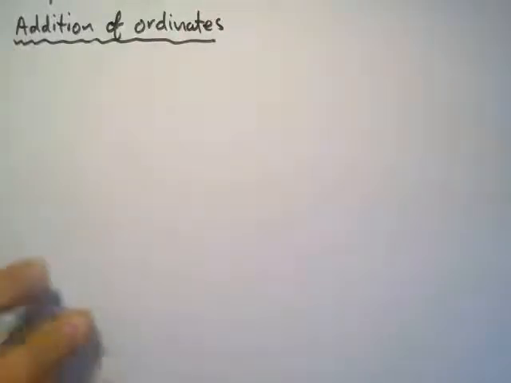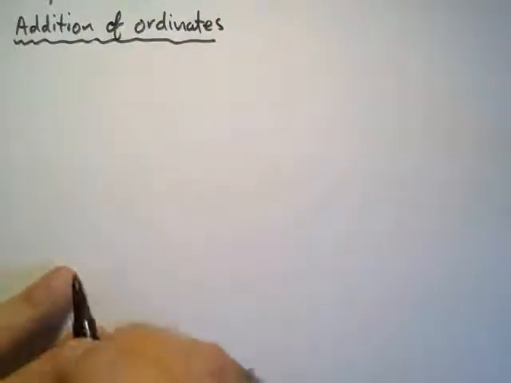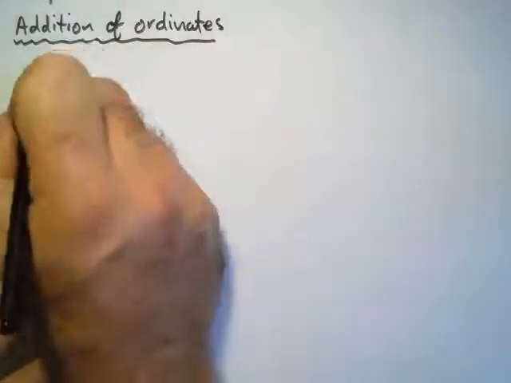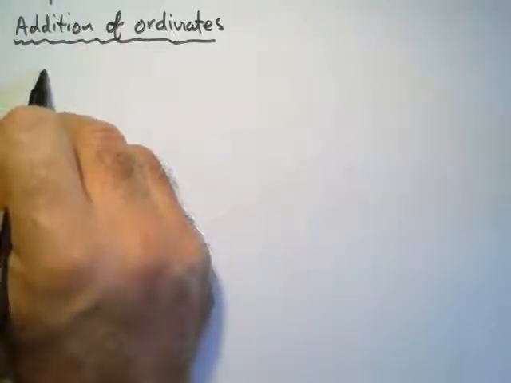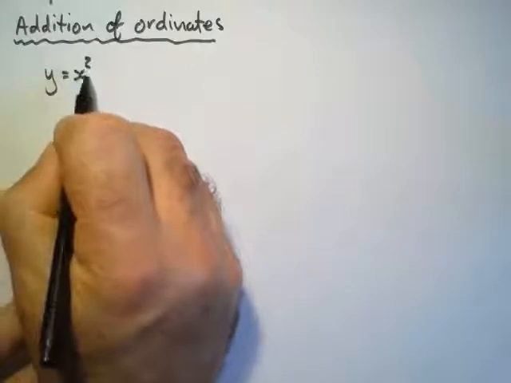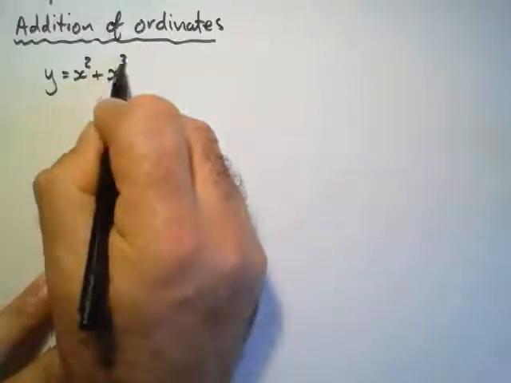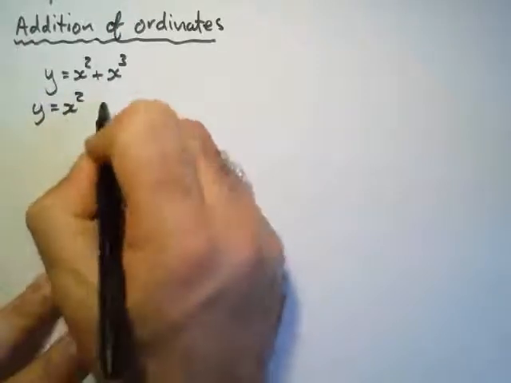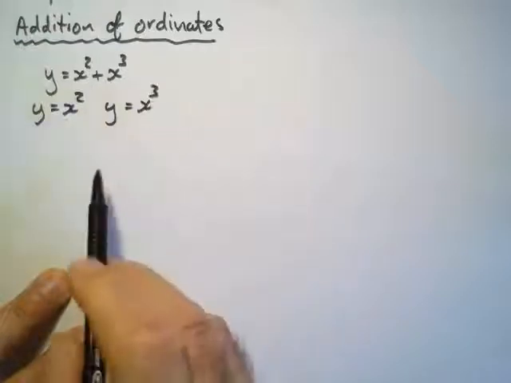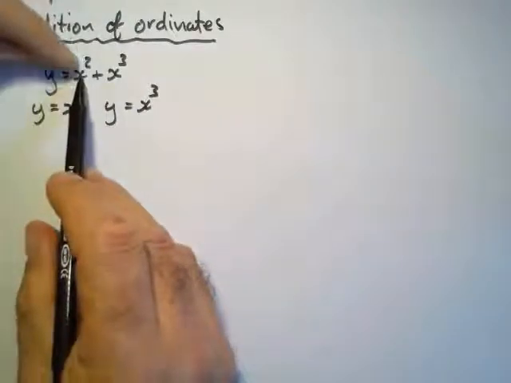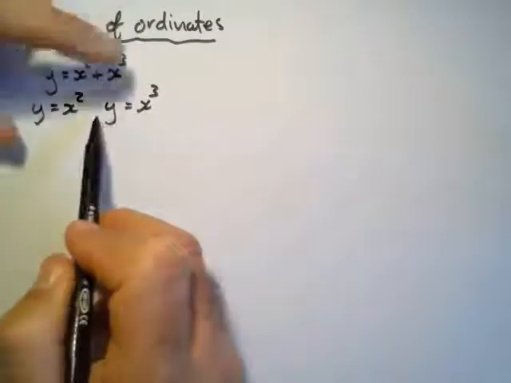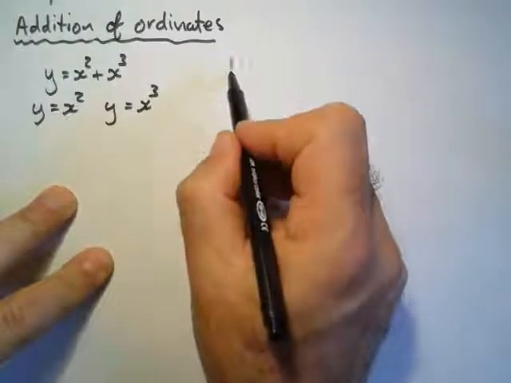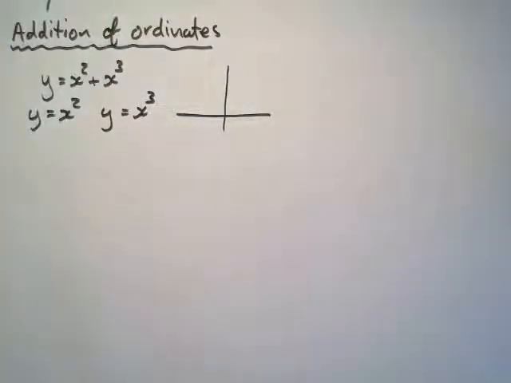Addition of ordinates. Sometimes we need to sketch a graph of a function that can be seen as the sum of two different functions. So if I have something like, let's say, y equals x squared plus x cubed, we can see that that's the same as the function y equals x squared and y equals x cubed. If I find a y for the same x value there and the same x value there, and I add the two up, it will give me the same as that function, which means I can actually go and draw the function of x squared.